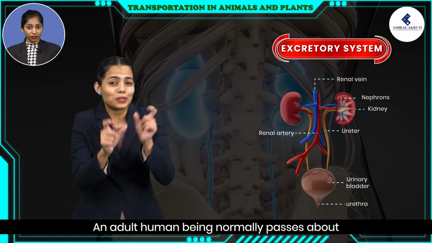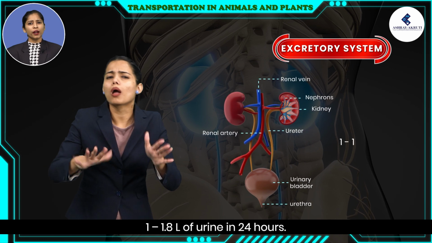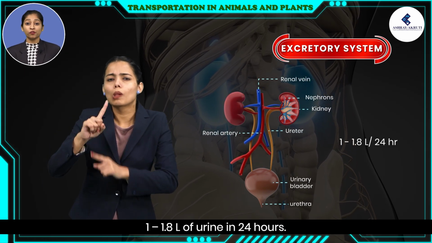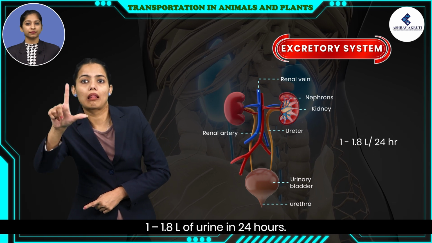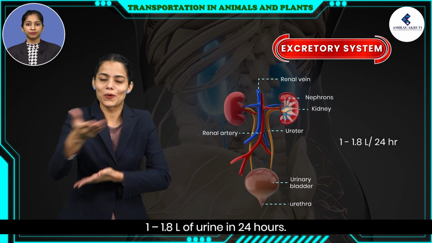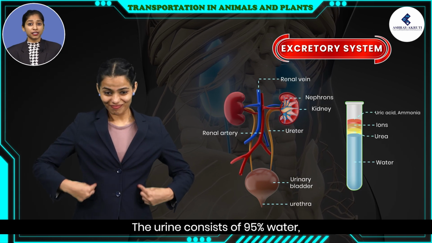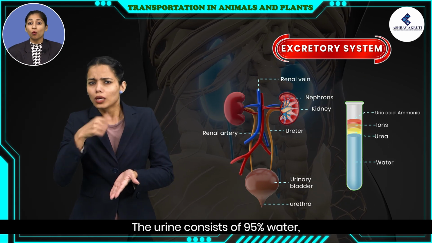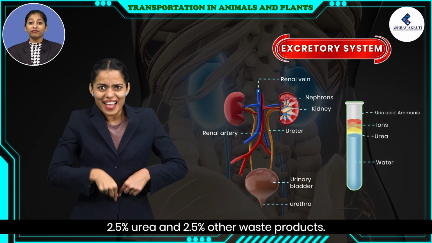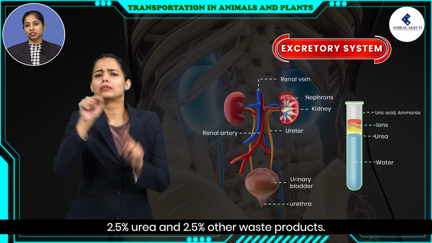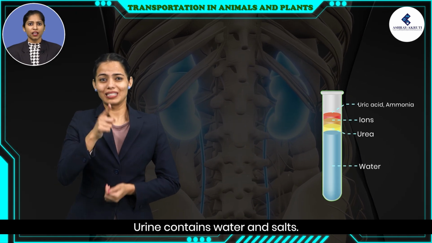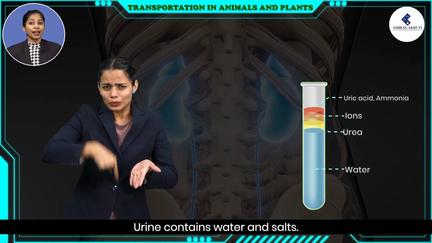An adult human being normally passes about 1 to 1.8 liters of urine in 24 hours. The urine consists of 95% water, 2.5% urea and 2.5% other waste products. Urine contains water and salts.